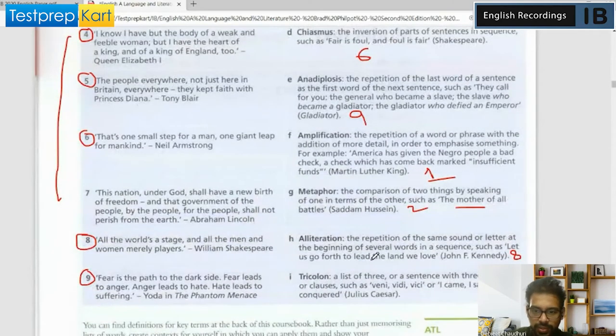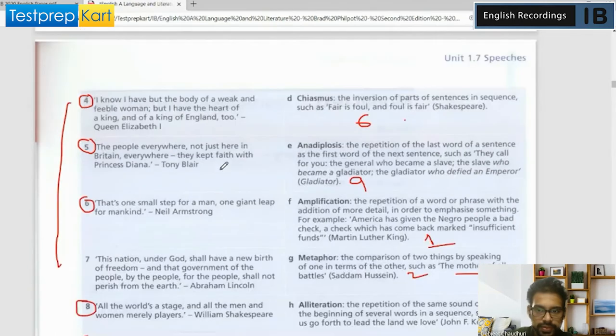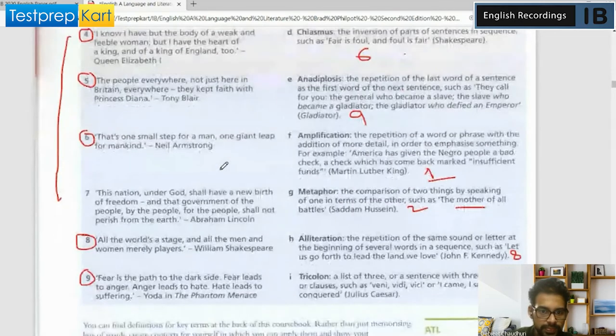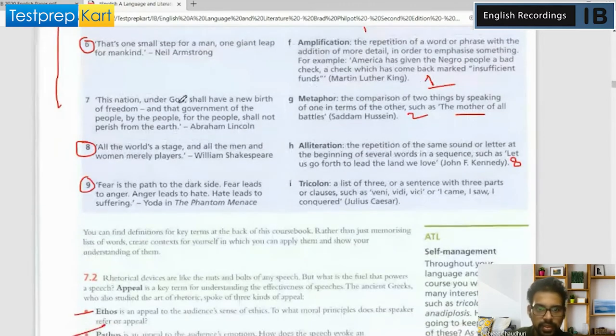Tricolon: a list of three, or a sentence with three parts or clauses. I came, I saw, I conquered. No, but six has only two clauses. Six is already done. Okay. One, two, three, four, five, six, seven. This nation, under God, shall have a new birth of freedom, and that government of the people, by the people, of the nation shall not perish from the earth.